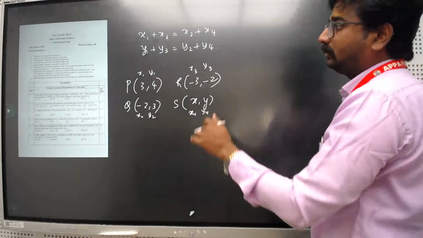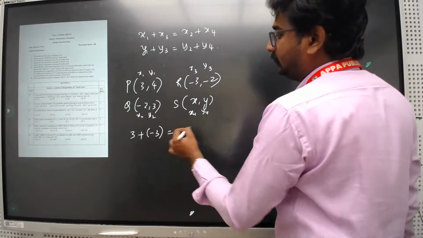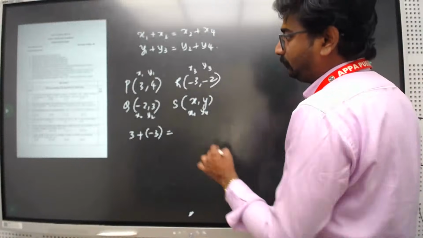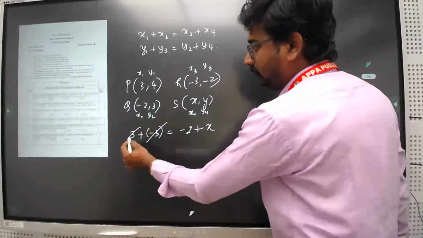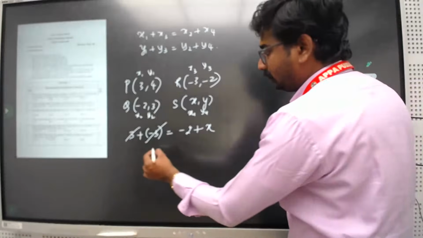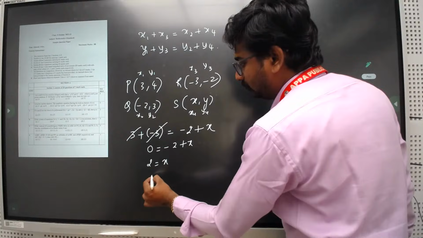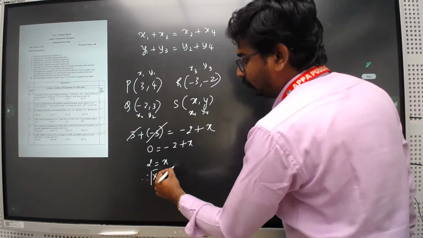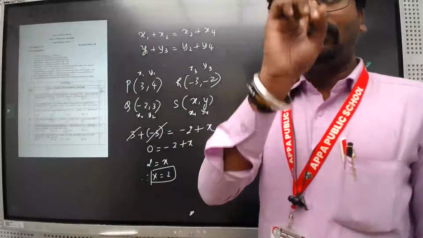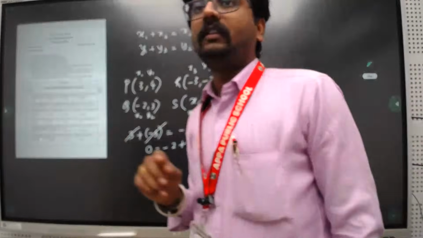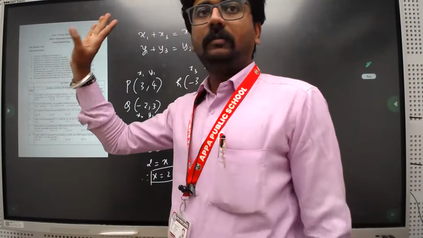Now directly substitute 3 plus minus 3 is equal to x2 value minus 2 plus x. Anyhow, this will get cancelled. 3 minus 3 is nothing but 0, equal to minus 2 plus x. So 2 is equal to x. Value of x will be 2. Now one trick, see the options. There is only one option where x is 2. Rest all are either 1 or minus 2. I think this only will be the answer.